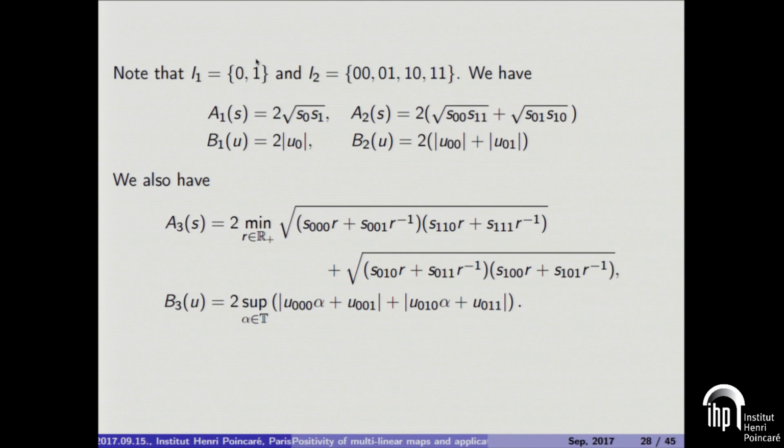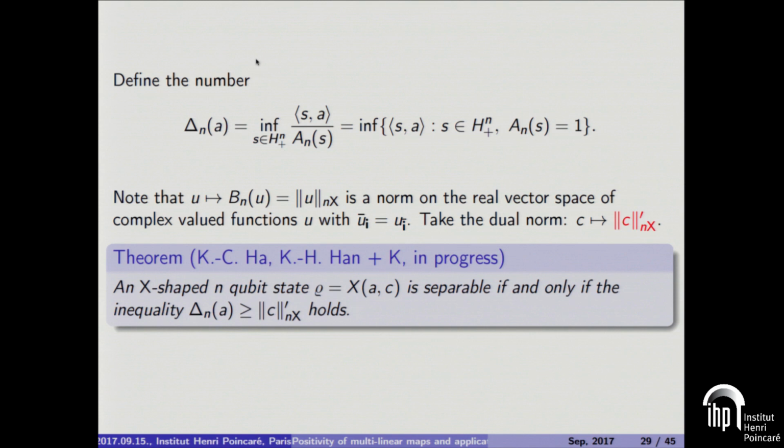Okay, so we define the dual object of the number an. We call that delta n of a, like this. It's almost the same as the definition of the dual norm. So we also consider the dual norm of the number bn. Then the X-shaped n qubit state is separable if and only if this inequality holds. So in order to determine the separability, we have to compute these numbers. It's not so easy a task. So I would like to restrict ourselves to the three qubit cases to explain what's going on for these numbers.